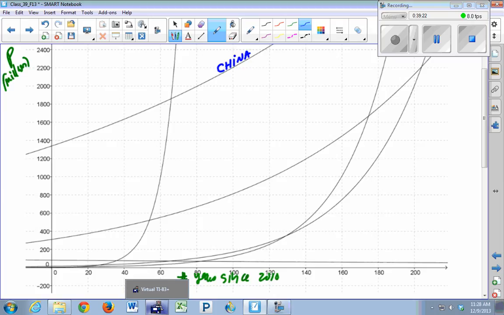Yeah, well, find the one that's not growing. Can't believe how much time I've taken here.